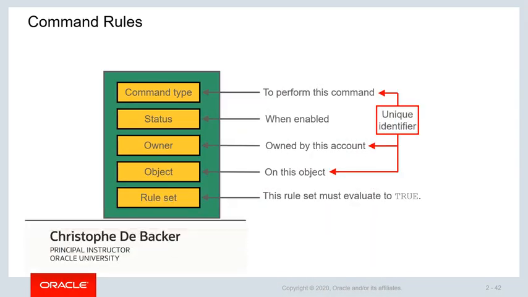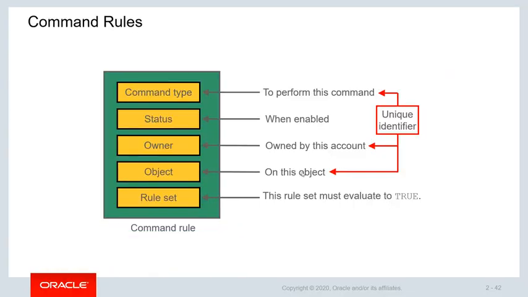So with a command rule, you can state that a command on a specific object owned by a specific user can only go forward whenever the associated rule set evaluates to true. Now, command rules do not have a name. They are known by the unique combination of a command, an object owner, and an object name. Therefore, you can create multiple select command rules, for example, as long as the object owner and object name attributes are different in these command rules.